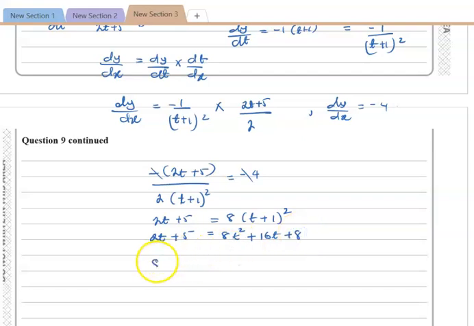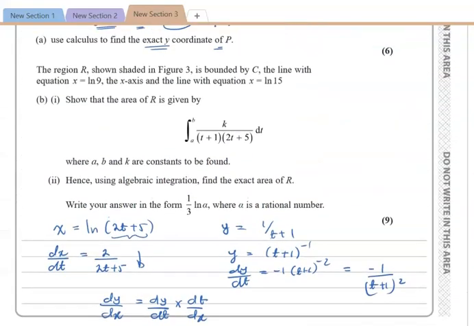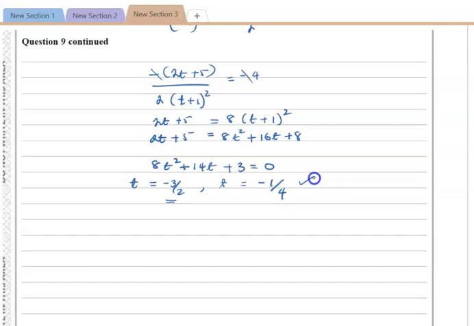When you collect like terms, your final equation will be 8t squared plus 14t plus 3 equals 0. Then when you solve your quadratic, you can use several methods. You have t equal to negative 3 over 2, and the other value of t equal to negative 1 over 4. But in the question, they said that t should be greater than what? Therefore, we are going to take this one over here.